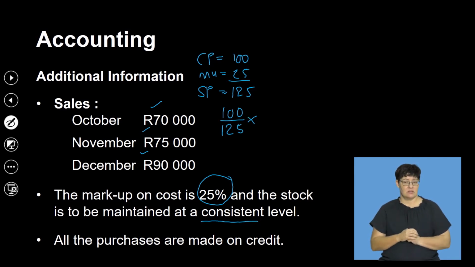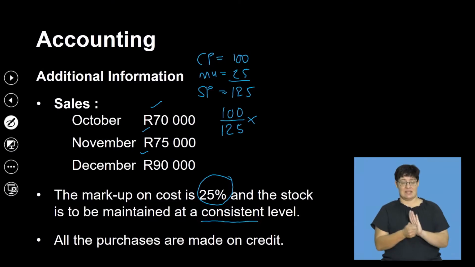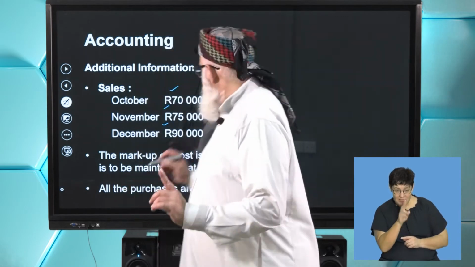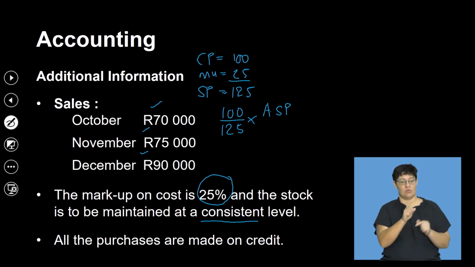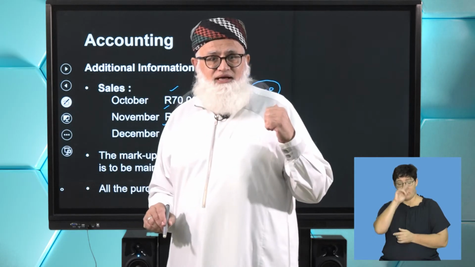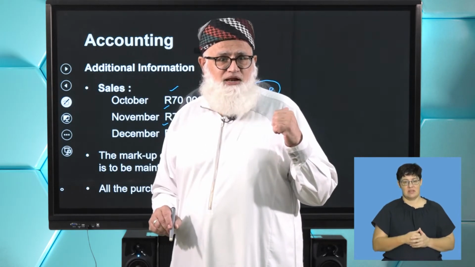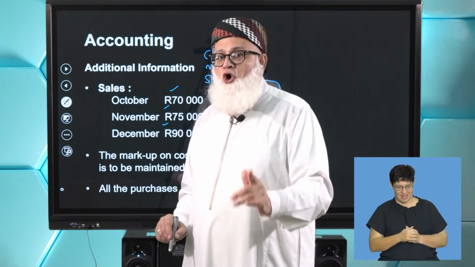Times what? Times your actual selling price. So, you want an easy way to remember that, don't you? Here goes. Cost price on top, not inside, on top, over your selling price, which is 125, times your actual selling price, and you want to remember that? ASP, Ashraf Patel. Easy, isn't it? So, in that way, you will always know how to calculate your cost price.